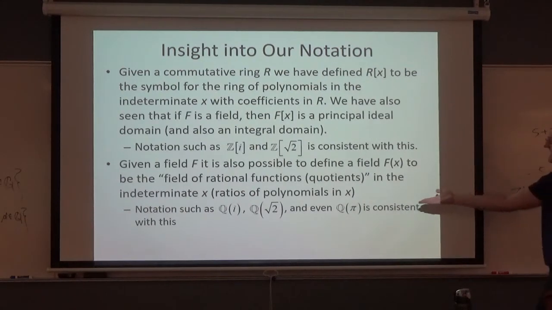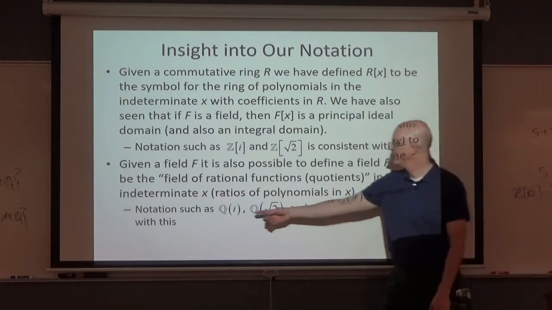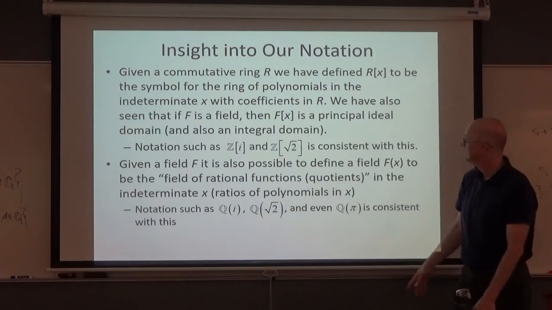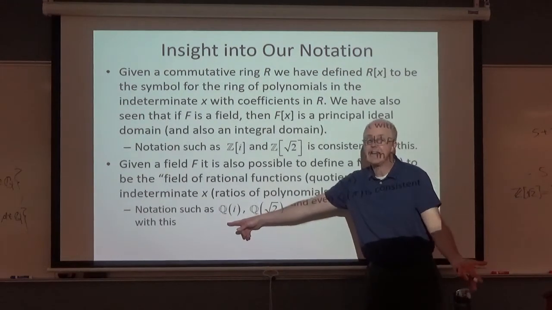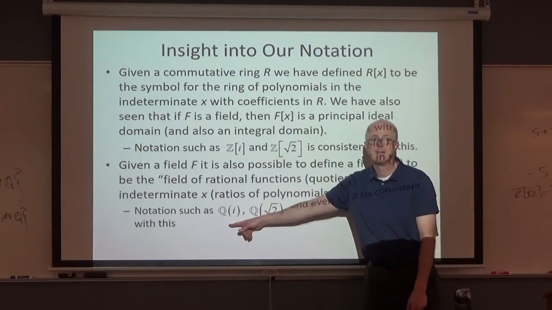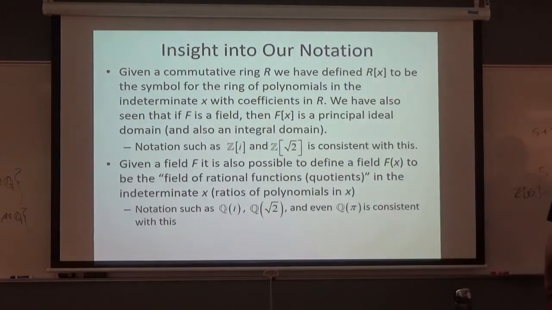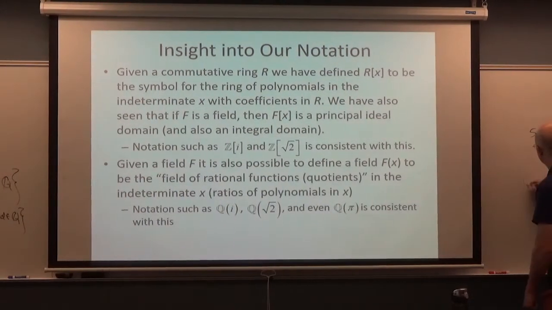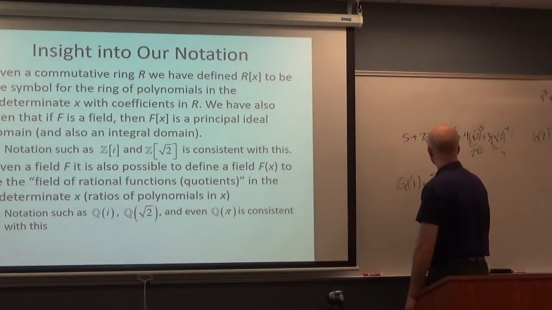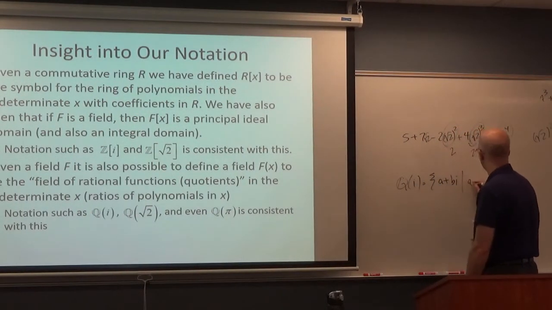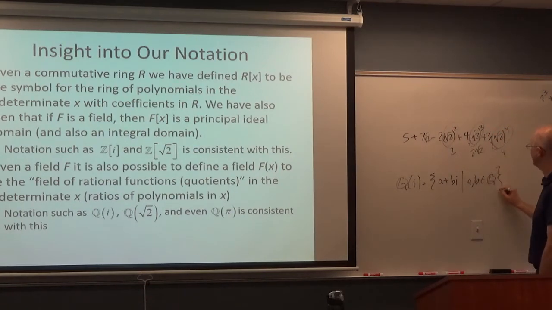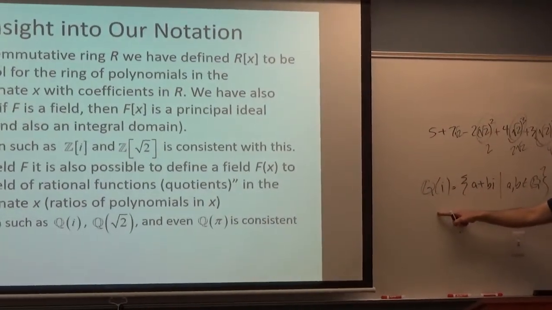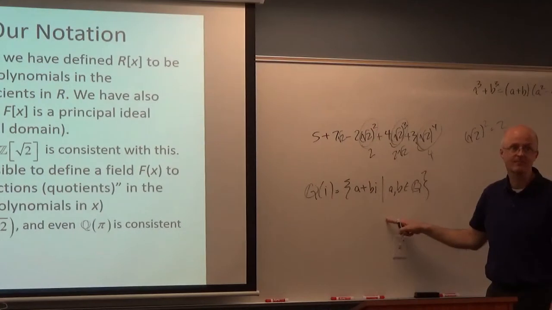Notation such as this is consistent. Q(i), where i is the square root of -1, could be thought of as the set of all rational functions in i. It would take proof, but all such functions can be simplified, so that you can write these elements in a simpler form, a + bi, where a and b are rational. That would take proof if you're initially assuming this is the set of all rational functions in i, ratios of polynomials in i. You'd need to prove that you can do this, but you can prove it.